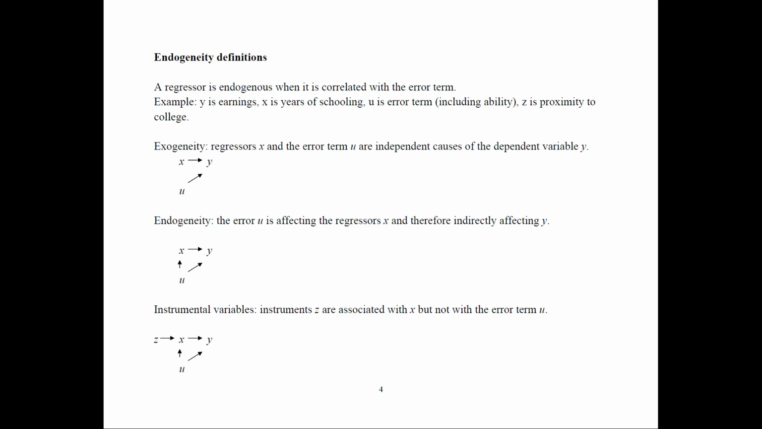And instruments Z would be associated with X, but not with the error term U. And here these Z instruments come into play. For example, this will be proximity to college, where you live and how close you are. So if you're very close to college, then that will probably affect how many years you went to school. However, that shouldn't affect the wages here, nor should this variable be included in the wages equation. And this is when we have a perfect variable here as an instrument.